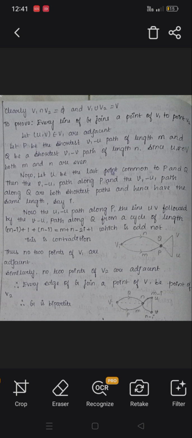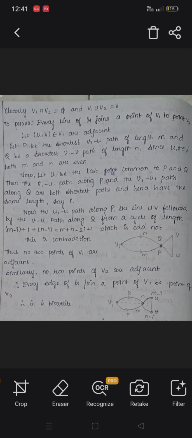Now let U1 be the last point common to P and Q. Then the V1-U1 path along P and the V1-U1 path along Q are both shortest paths and hence have the same length, say l. Now the U1-U path along P, the line UV, followed by the V-U1 path along Q form a cycle of length m minus l plus 1 plus n minus l, which equals m plus n minus 2l plus 1, which is odd. This is a contradiction.